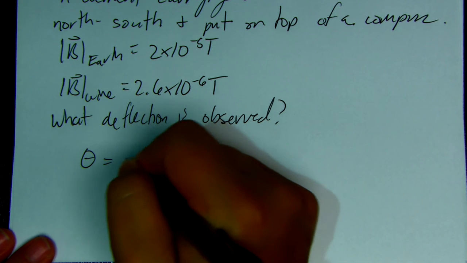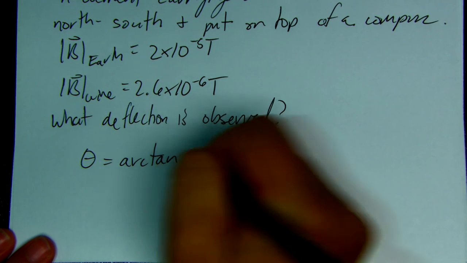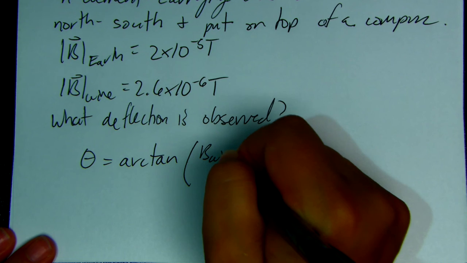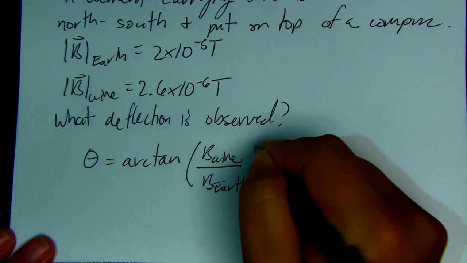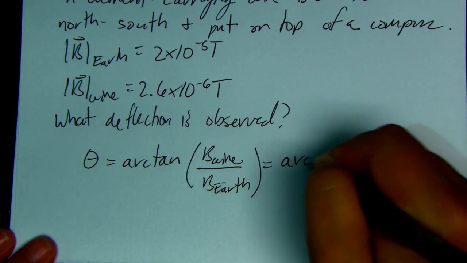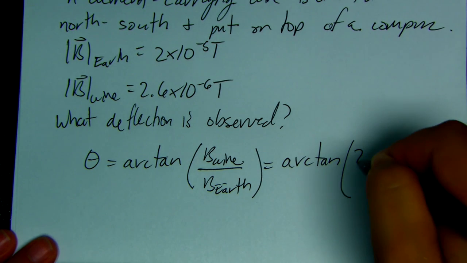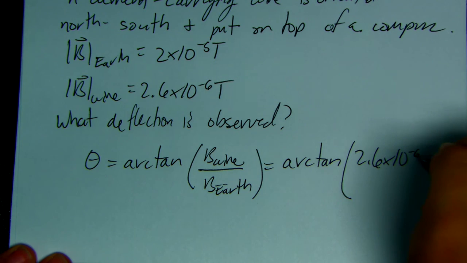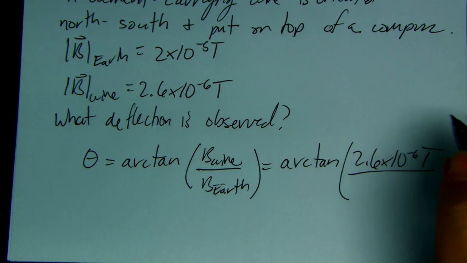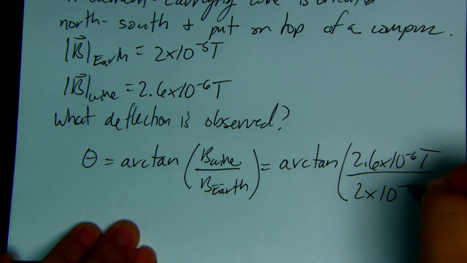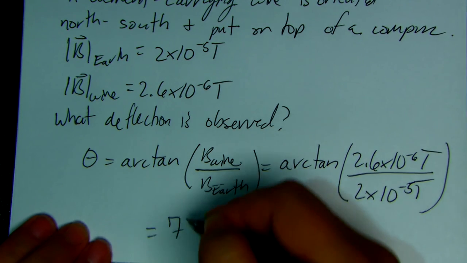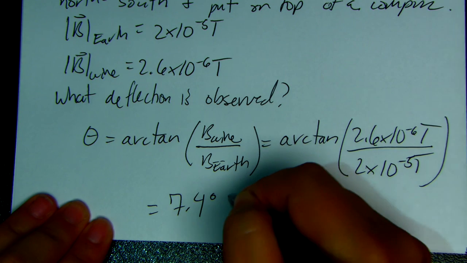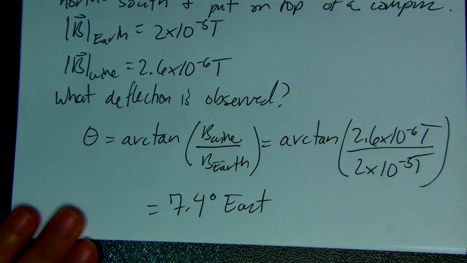So theta equals arctan of B wire over B Earth, which is equal to arctan of 2.6 times 10 to the minus 6 Tesla over 2 times 10 to the minus 5 Tesla, which is 7.4 degrees east. All right.